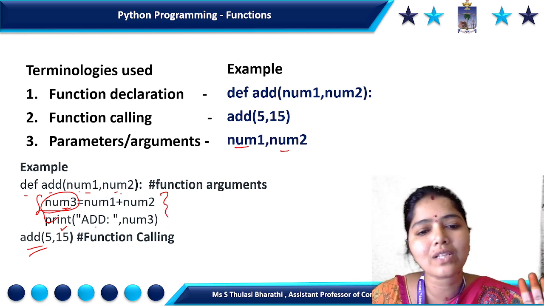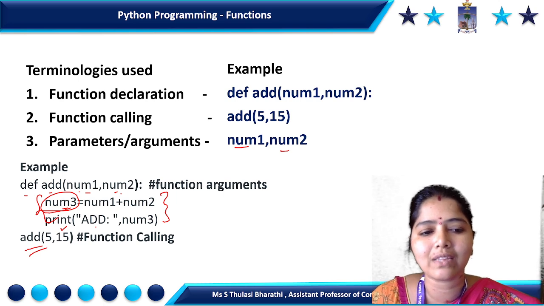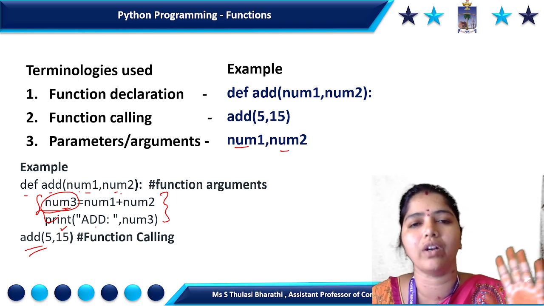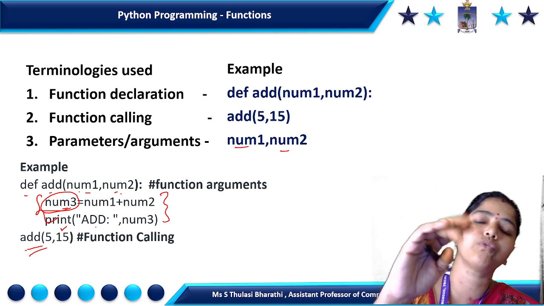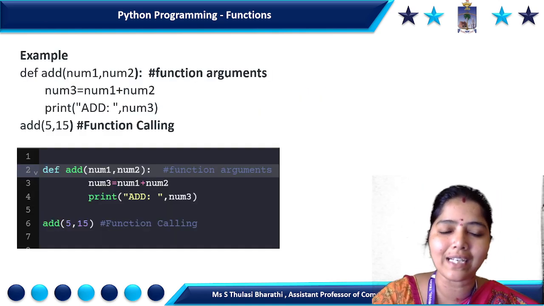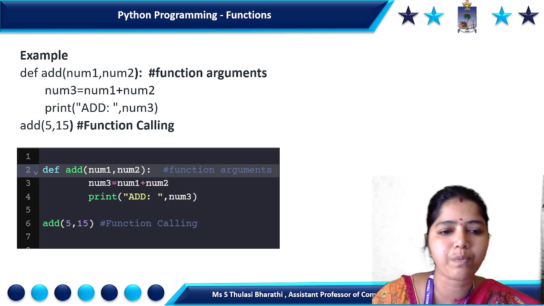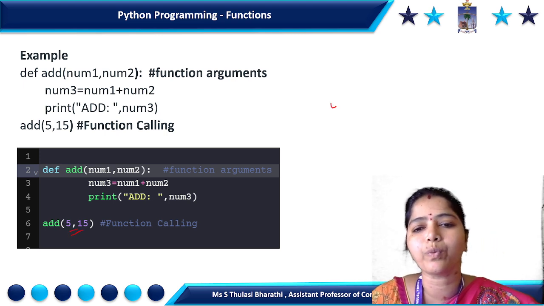These lines will be executed only when this line is called. add(5, 15) should be called, then only the above 3 lines will be executed. So what you can do is just do this in the editor. By typing this program, you can get the output of adding these 2 numbers. The output will be 20.